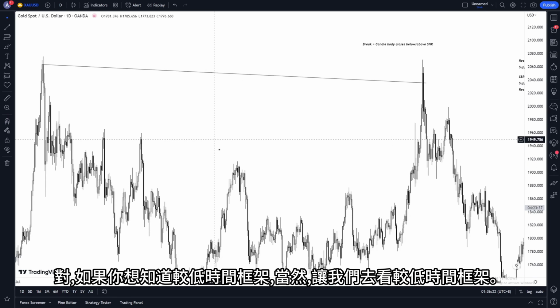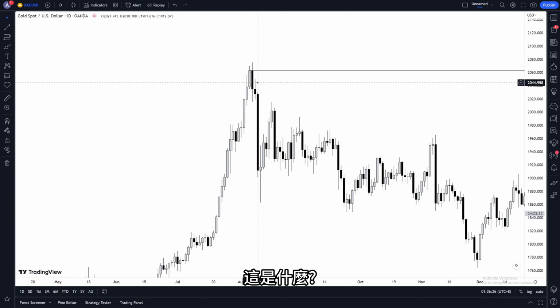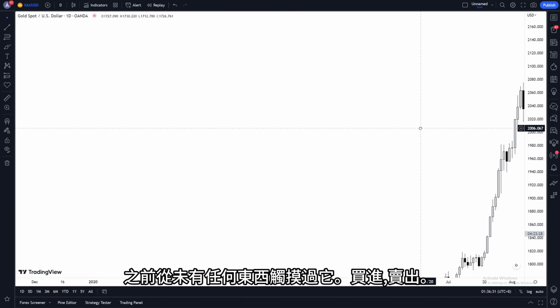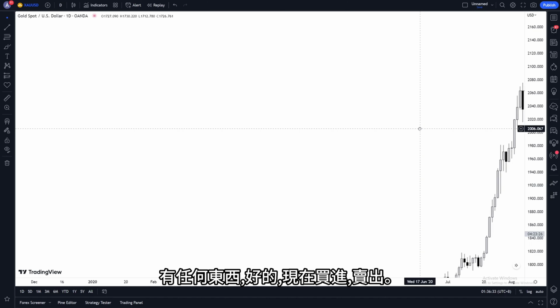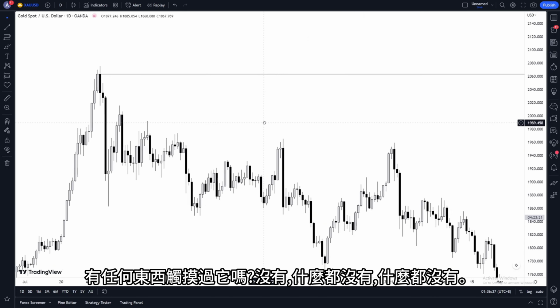lower time frame. What is this? Buy, sell, fresh. Fresh, why? Nothing's ever touched it before. Buy, sell. Buy, sell. Has anything, okay, now buy, sell. Okay, is resistance. Has anything touched it? No, nothing, nothing, nothing. Fresh so far, fresh so far.